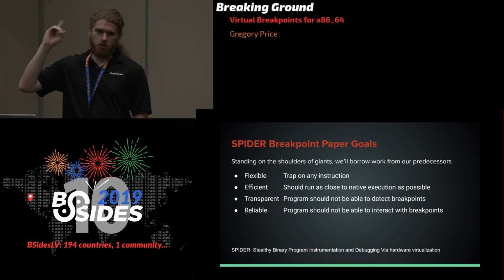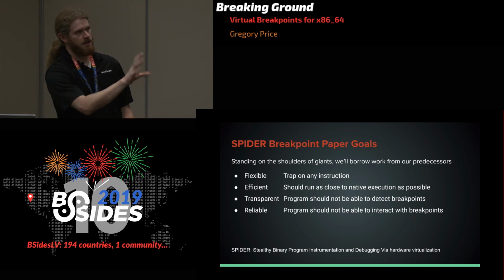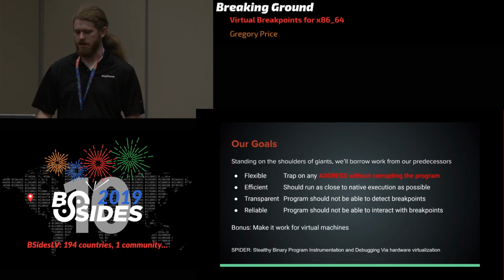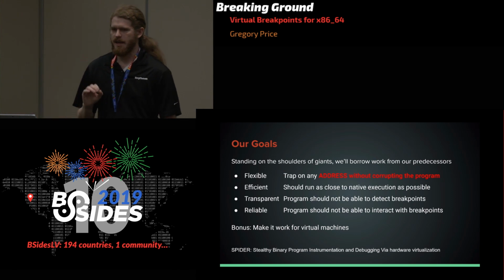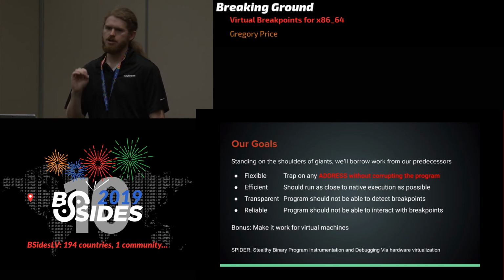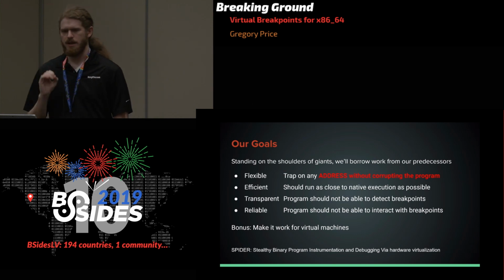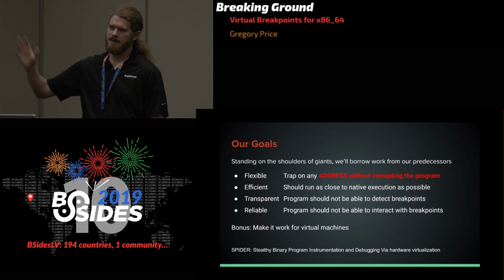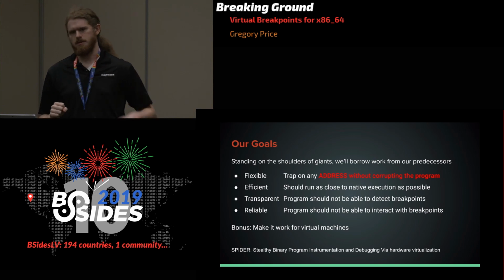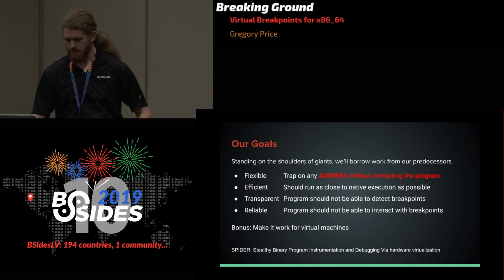I'm only going to change one goal out of this whole thing. I'm going to change the flexibility goal. The idea that I'm hitting here is that instead of trapping on any instruction, I want to trap on any address, in particular without corrupting the program. And I'm going to add a bonus goal here of trying to make it work for virtual machines, because if we can scale this, that means there's high adoptability as well.